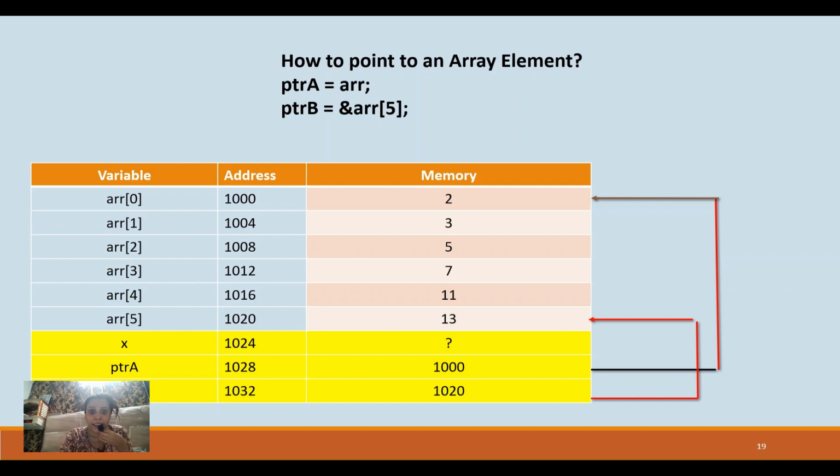ptrb is equal to ampersand arr[5], so ptrb stores the memory address of arr[5]. ptra stores the memory address of arr[0]. So ptra is pointing to 2, storing 1000. ptrb is pointing to element 13, sorry, element 6, but index position 5, storing memory address 1020.